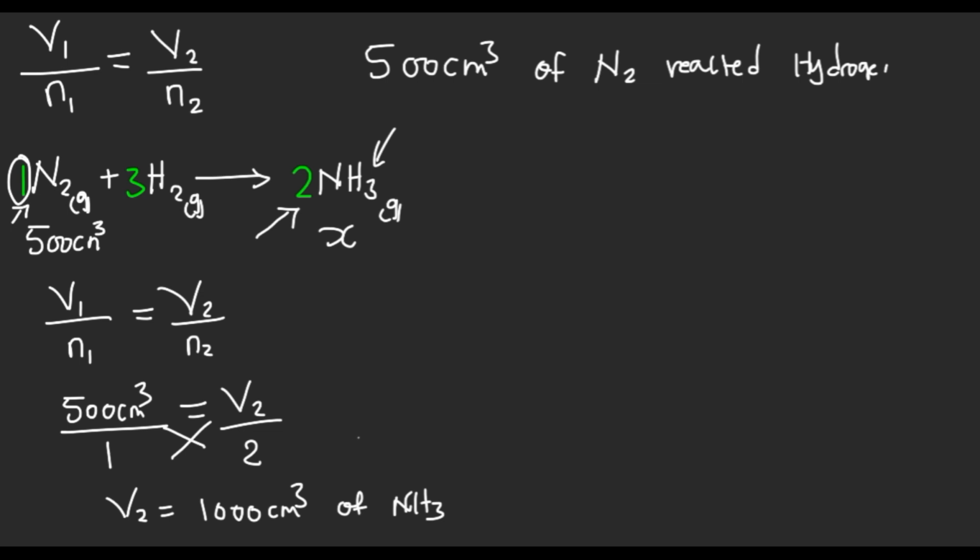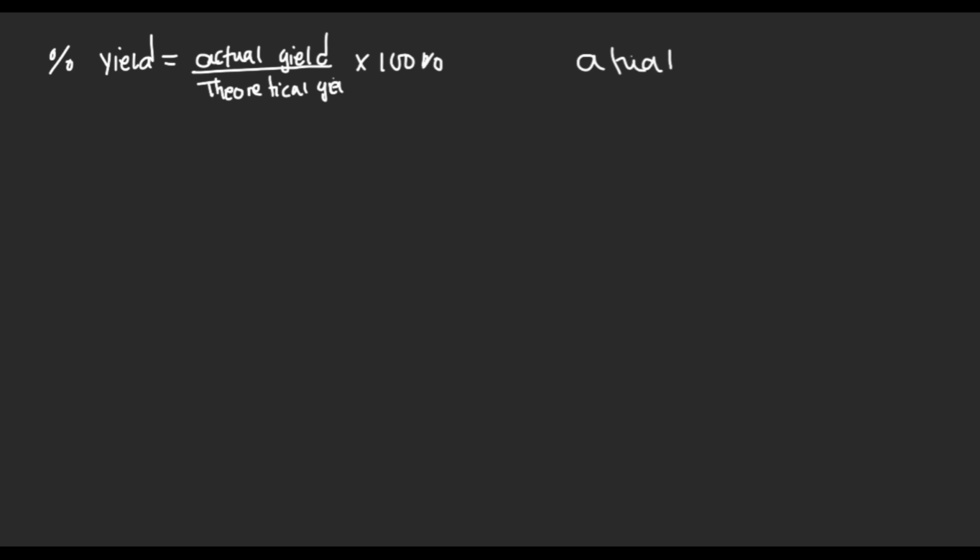So I just wanted to give you the concept of how this formula can be applied. Then we also have the formula for percentage yield. So percentage yield is the actual yield divided by theoretical yield, then multiplied by 100%.